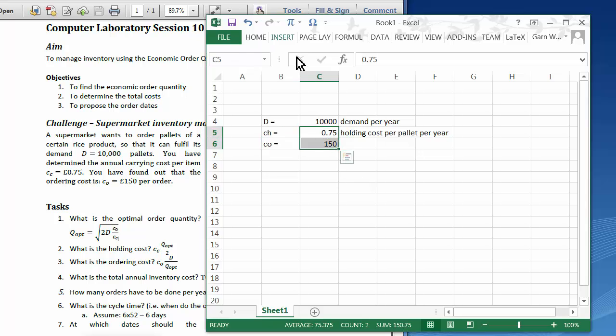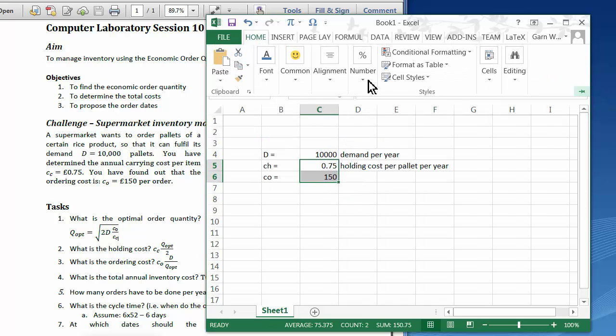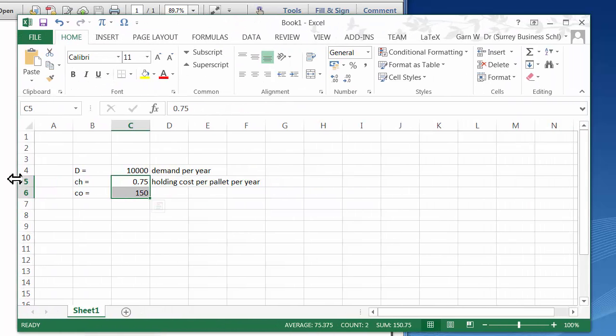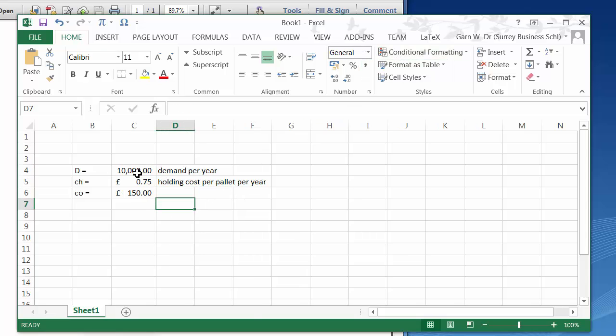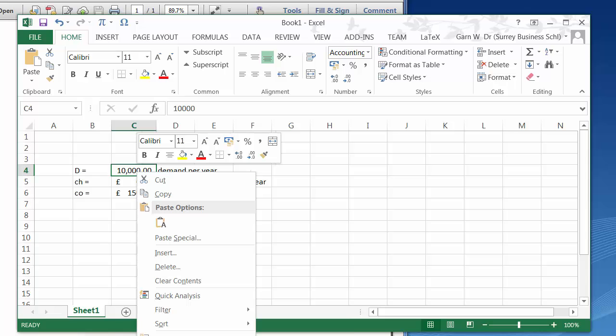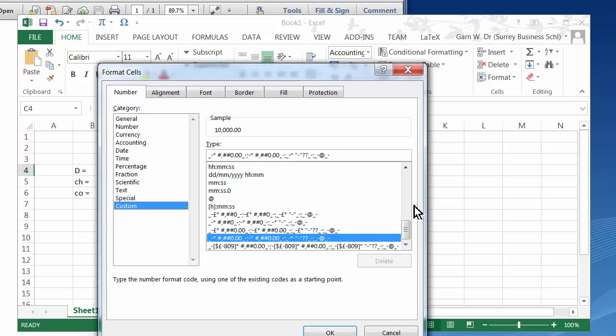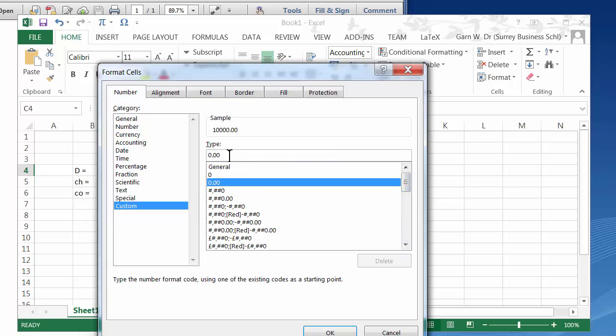Okay, so let's format it a little bit. This is a currency, English pounds, demand, so number. I'm actually going to add our custom unit again there, custom unit. We just have a simple number with a thousand separator and P for pallets.